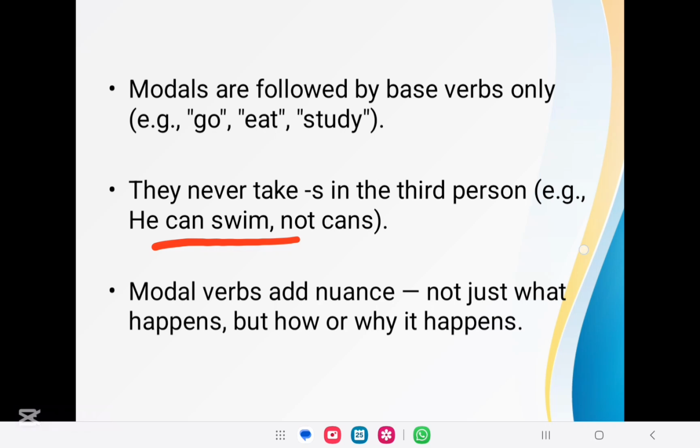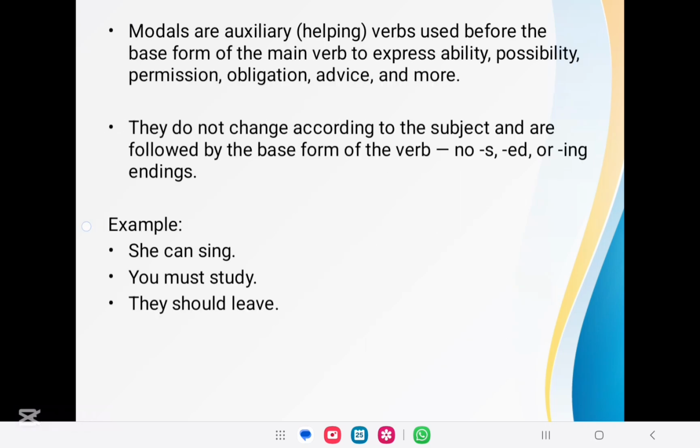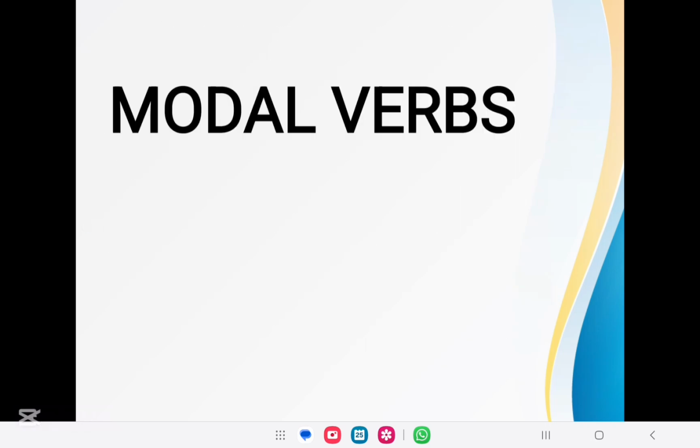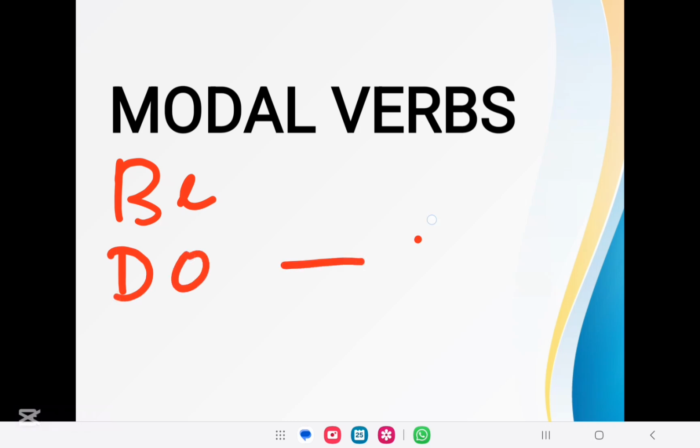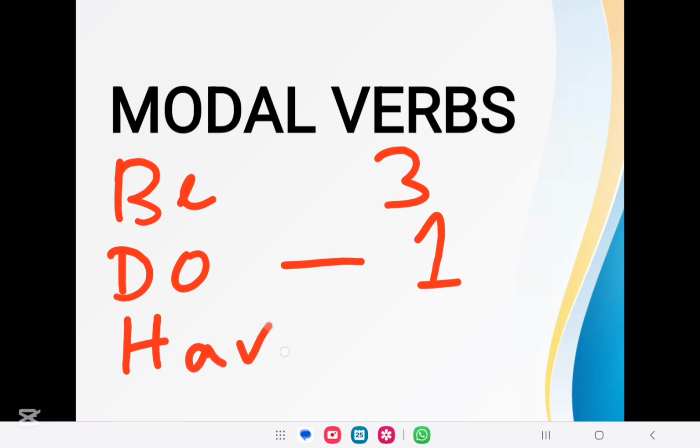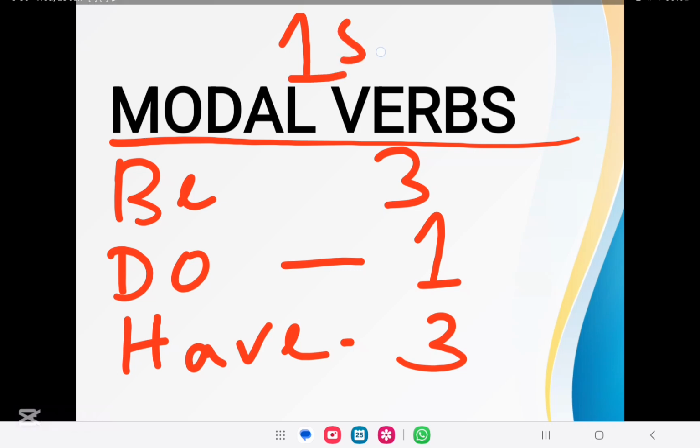I hope you are clear about it. Let's have a little recap. Whenever you have be verbs, we use the past participle or third form of the verb. Be verbs, third form of the verb. Do verbs, first form of the verb. Have verbs, third form of the verb. And whenever you have modals, after modals we always use the first form of the verb.